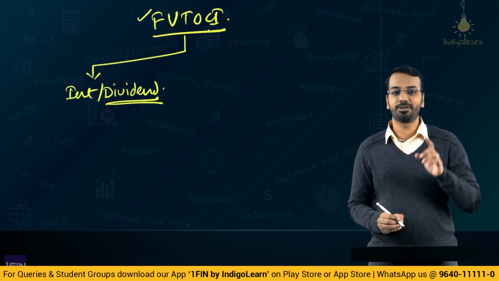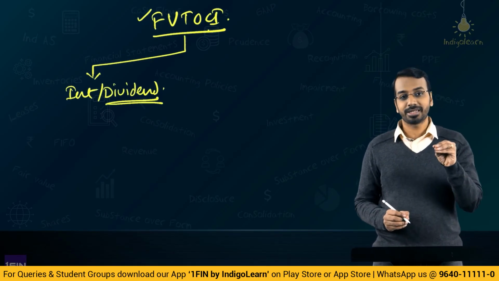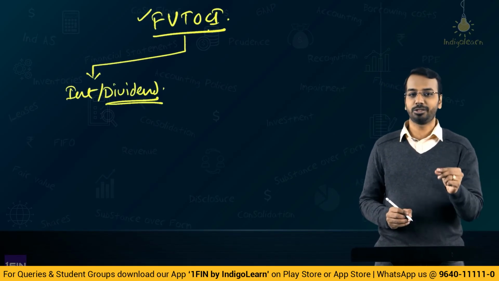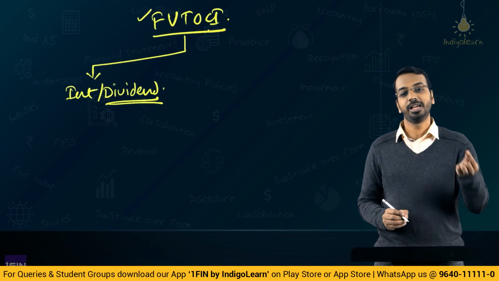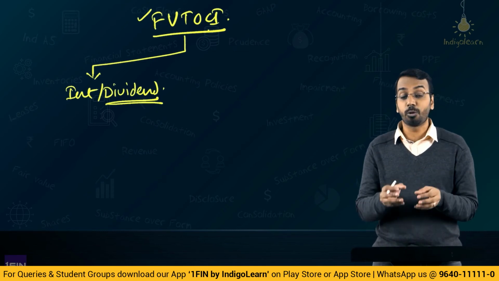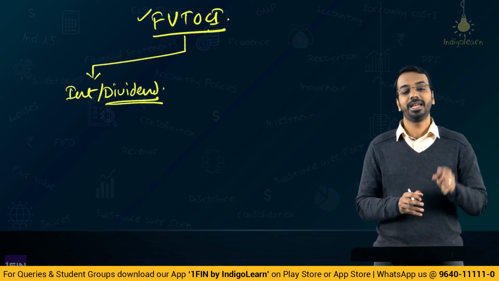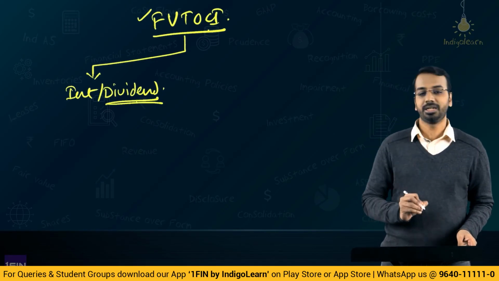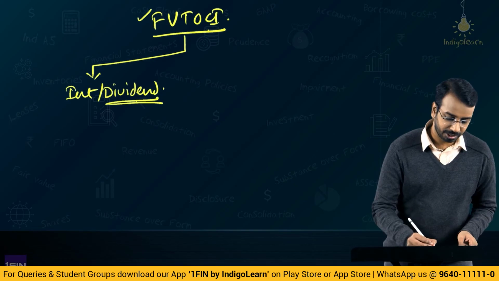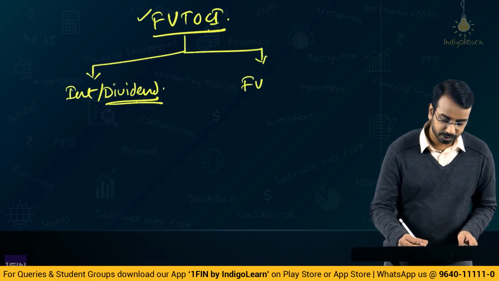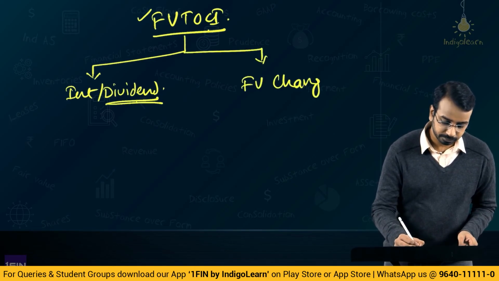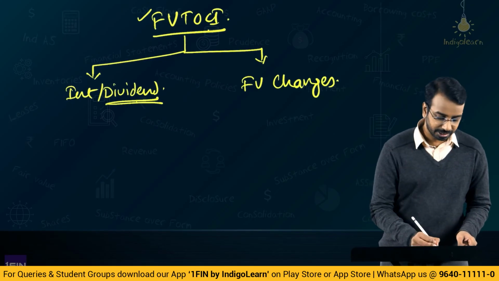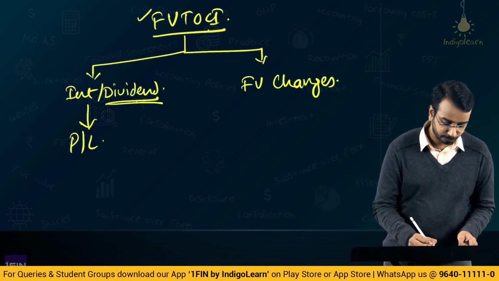Because there is an option given to the entity where they have, let us say, investments in equity instruments of another entity which are held as financial asset. Those can be irrevocably designated as FVT-OCI, and in that case you may have dividend. Okay, so interest and dividend is one aspect. Second is of course the fair value changes, right. Now, interest and dividend will be recognized in the P&L.